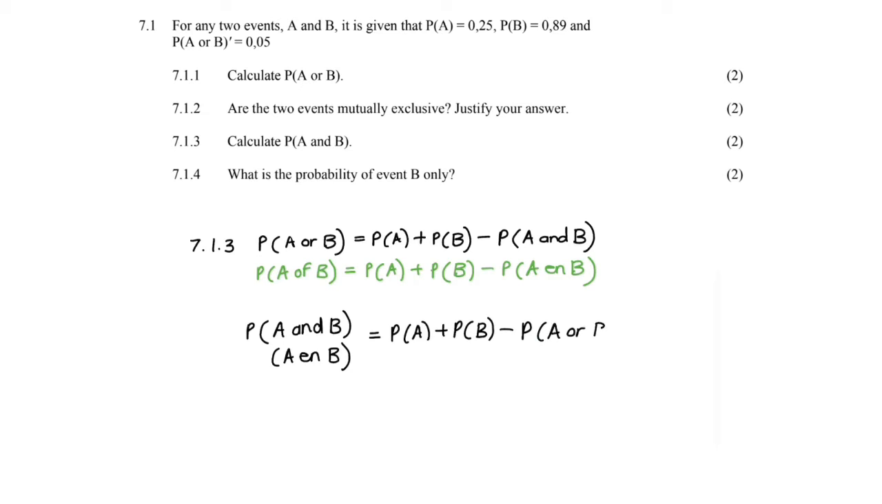And then we substitute the known values into this formula. So then we have 0,25 plus 0,89 minus 0,95, and this equals 0,19. So you will get 1 mark for the correct formula, and then you will get 1 mark for the final answer of 0,19.